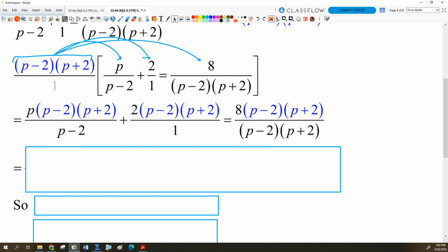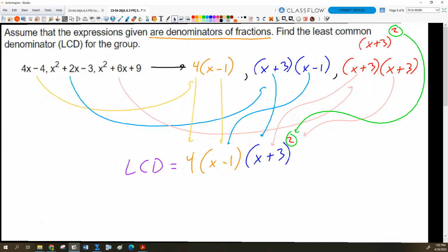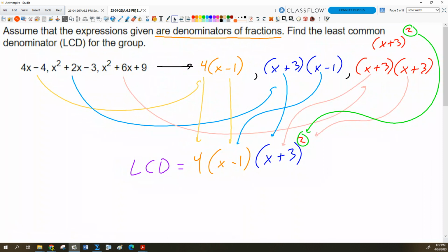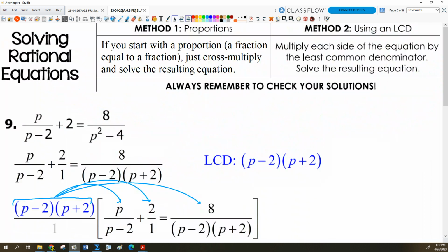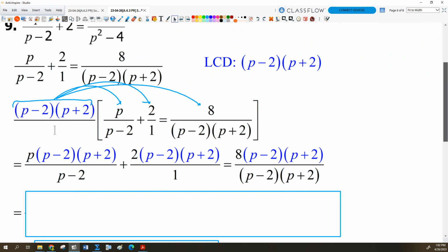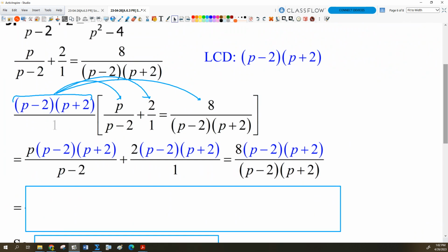Okay? So now is a good time for us, either one of these steps, maybe let's keep track of the values of p that need to be excluded. What can p not equal? 2 or negative 2, right?